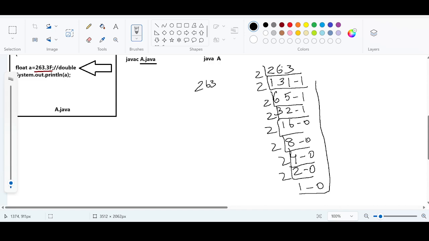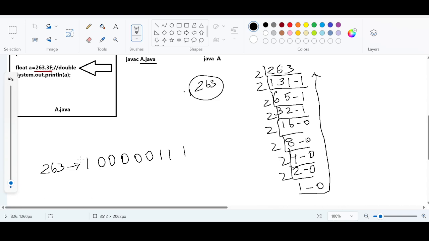So this is how you collect the numbers, right? What is the equivalent binary number for the integer part, which is 263? When you ask me, I would say 100. We are counting it from bottom to top, right? So 100, 000, 111. We have just calculated the equivalent binary number for the integer part.